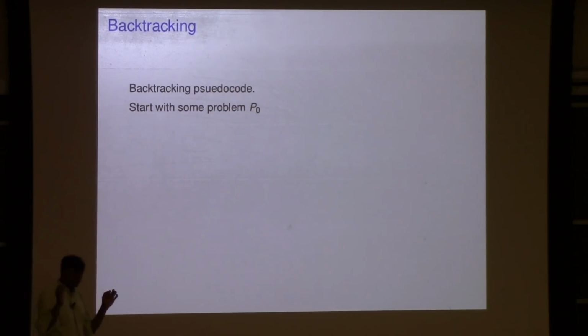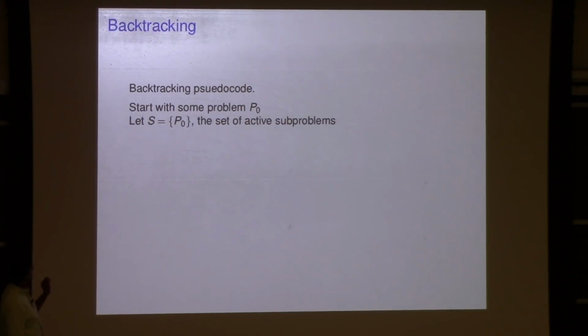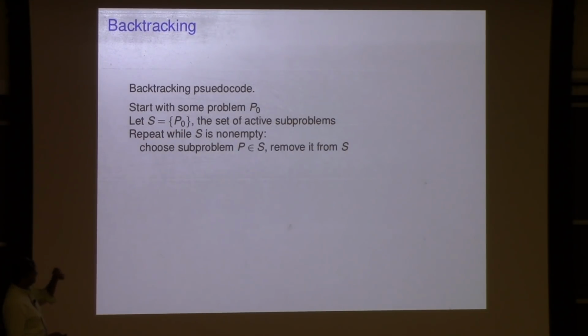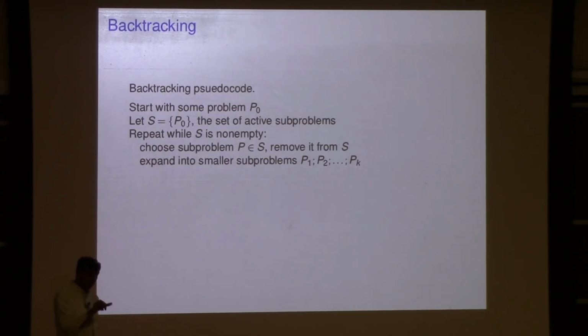Now with the SAT formula, if I set one of the variables to be true, this is a set of active subproblems. Choose a subproblem, remove it from our set of active problems. So initially there's just one formula, and I expand it into smaller subproblems. Now with the SAT formula, how might you do this? How might you take a formula and do something with it and now say, okay, if I can solve either this one or this one, then I can solve the original one. It's fairly clear.